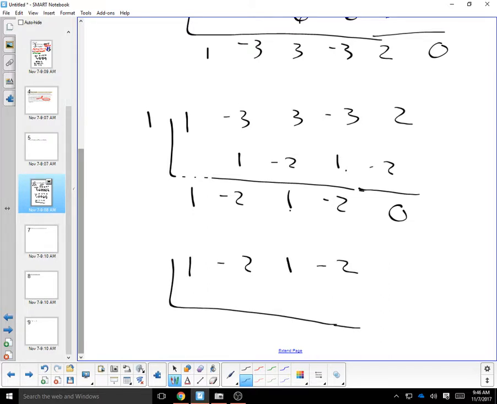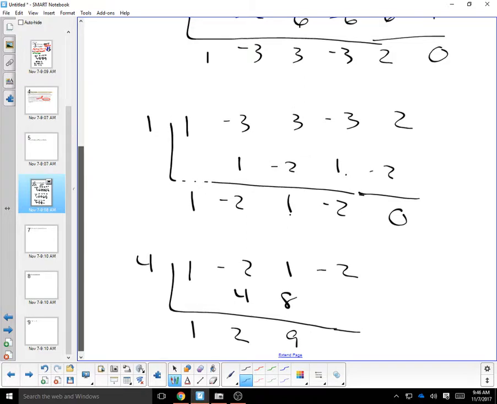What do you guys want to try next? A positive 4? So that's 1, 4, 2, 8, 9. That's not going to work, is it? So 4 is not going to work.